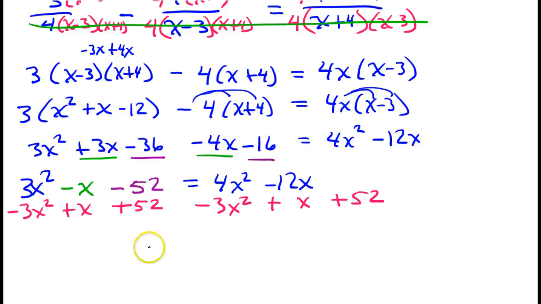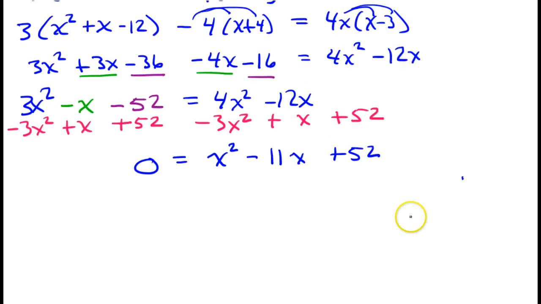So all this cancels out. So I'm going to have 0 equals x squared minus 11x plus 52. It's supposed to be squared. Alright, so we either will factor this or we will use the quadratic formula. I'm looking at the 52. Okay, I'm just going to do the quadratic formula. So let's do the quadratic formula.